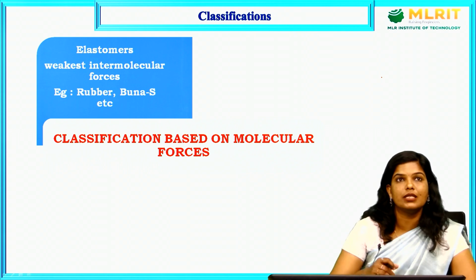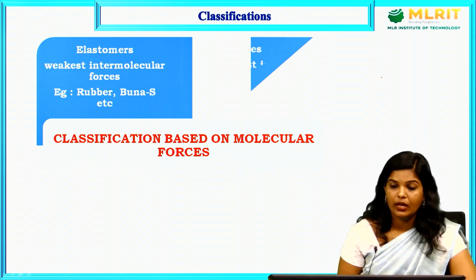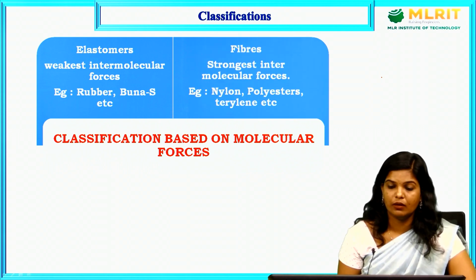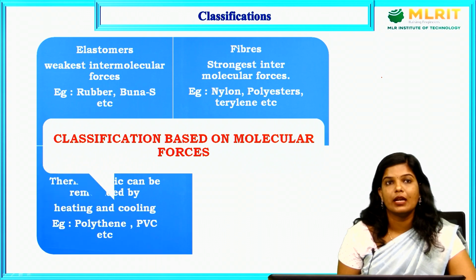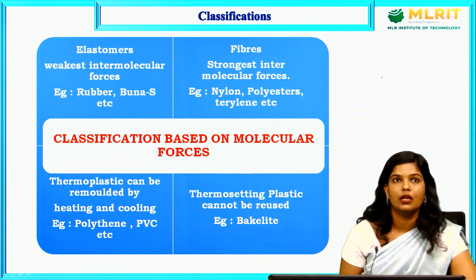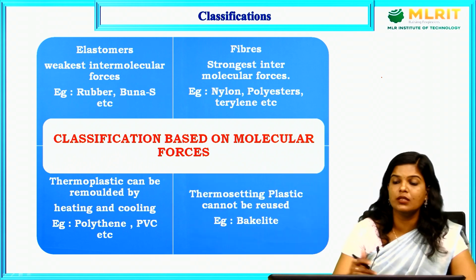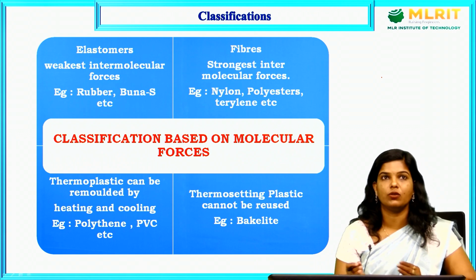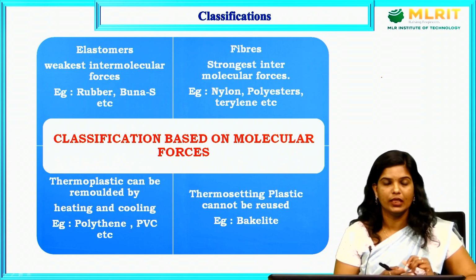So it can be classified as elastomers, then fibers, then plastics. In plastics there can be two types, thermoplastics and thermosettings. Now what are elastomers? Elastomers means the bonding between two molecules is very weak, okay, that is known as elastomers.